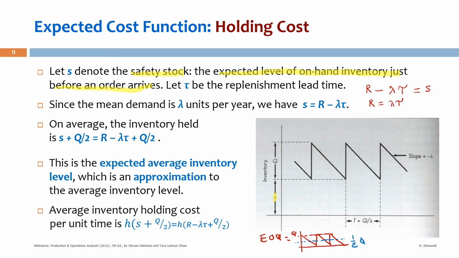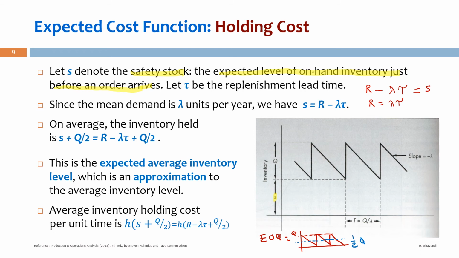Here we are assuming that the reorder point is the mean demand during the lead time. That's exactly what we had in the EOQ model, right? Yeah, in the EOQ model, we just multiplied lambda by tau, and then that was our reorder point, because in that model, demand is constant, right? But here demand is random, but the mean demand is lambda.